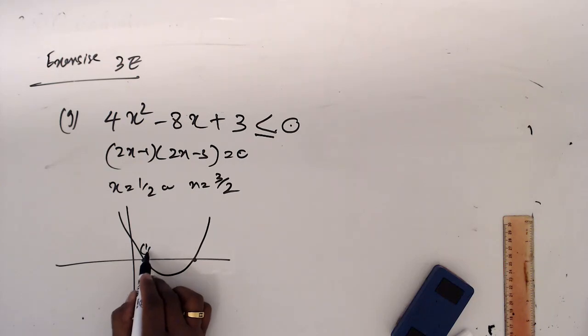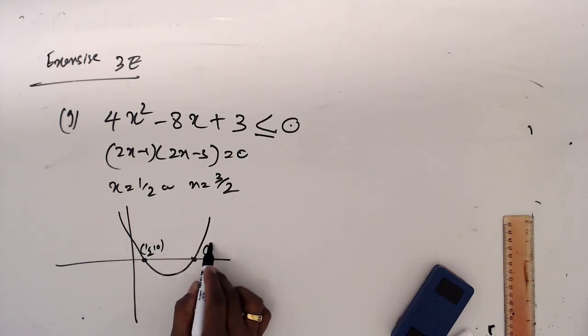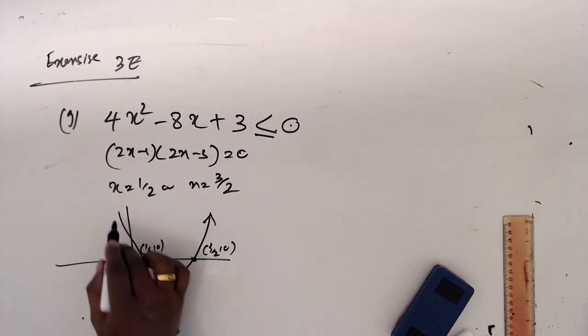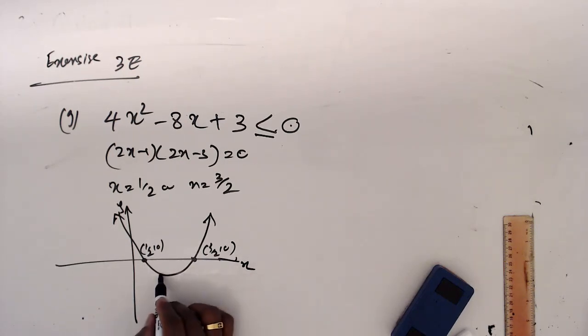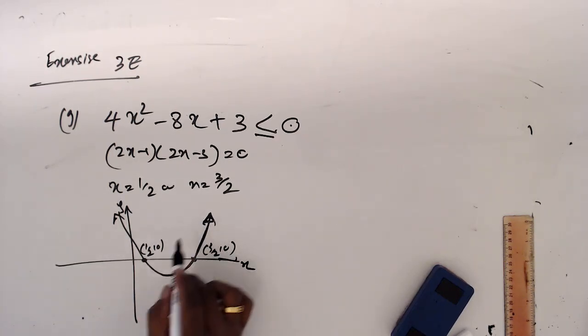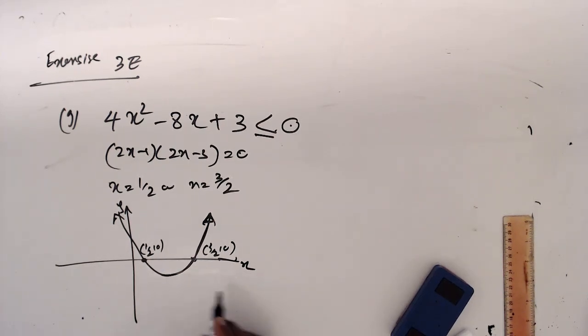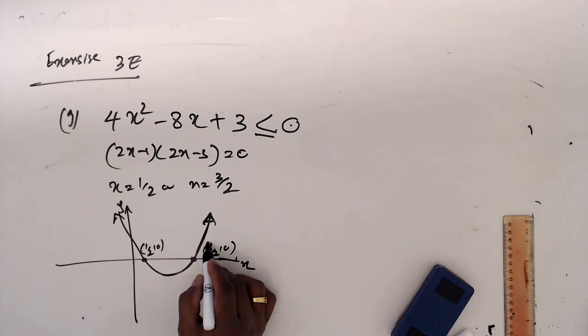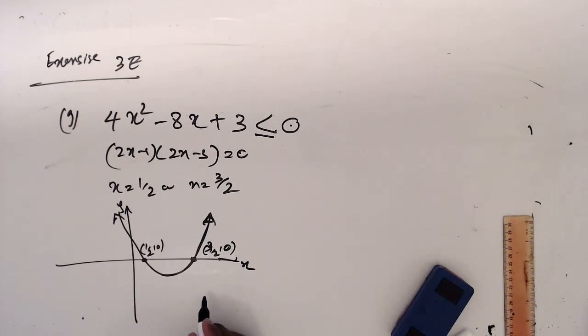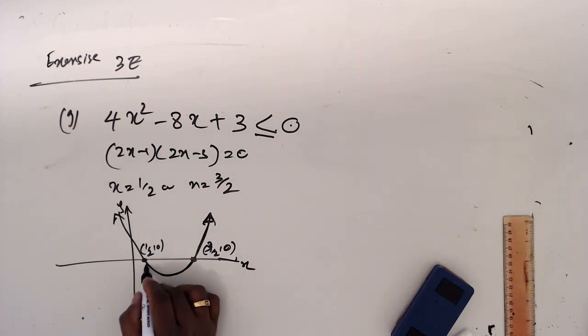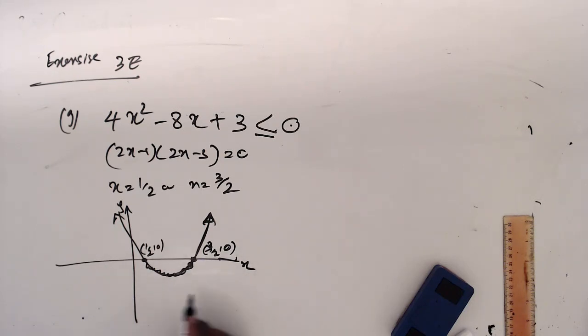So this is half and 0. This is 3 over 2, 0. Y and X. So less than area, this is the area we need. So answer is half greater than x greater than or equal, because it has an equal sign, 3 over 2.